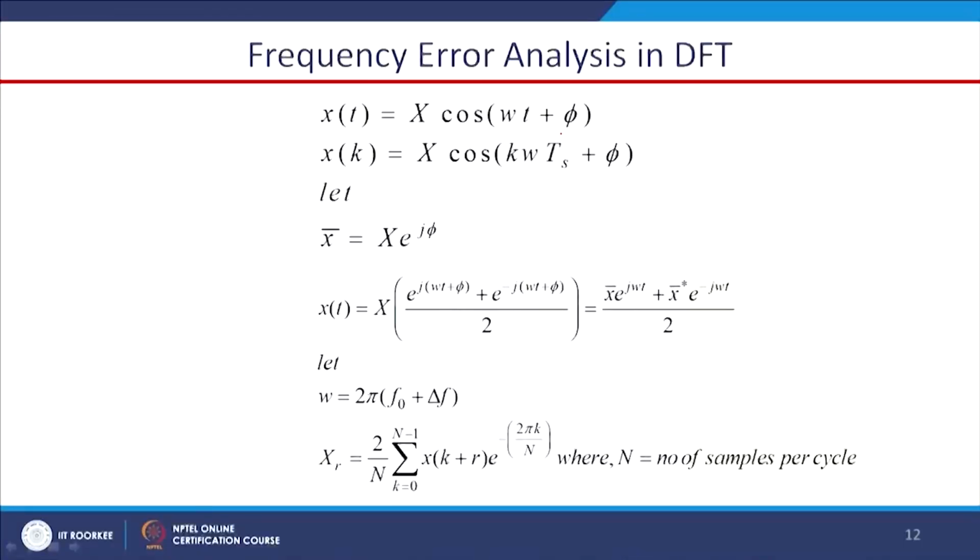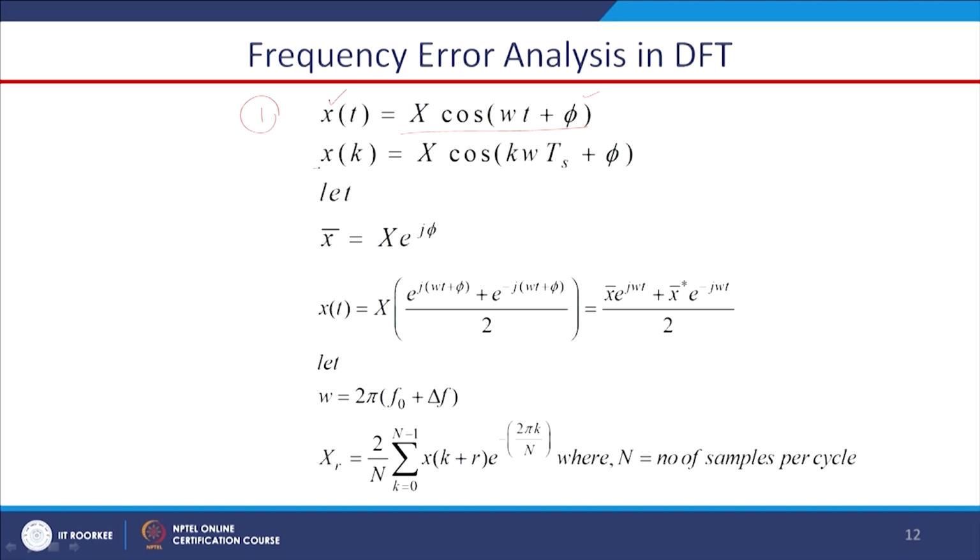To do this, we have certain steps mathematically and we have to understand them. This is step 1. We have taken one instantaneous signal, x(t) in time domain, where the signal is expressed as capital X, the magnitude of the signal, times cos(omega t plus phi). It is a cosine function, and this phi is the phase angle of the signal with respect to a certain reference.